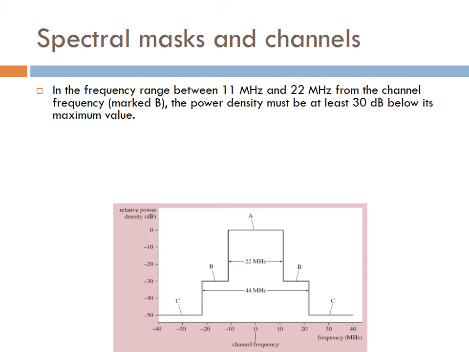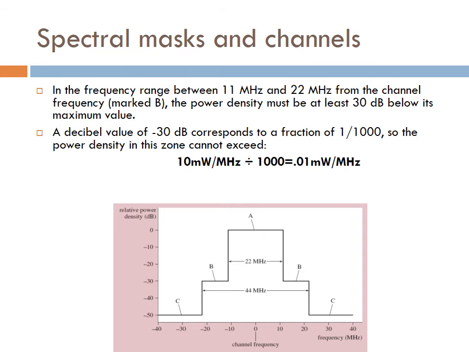This is equal to 0.01 milliwatt per megahertz. So if the maximum value is 10 milliwatt per megahertz, the power density in region B will be 1000 times smaller, because of minus 30 dB, and this will be equal in this case to 0.01 milliwatt per megahertz.